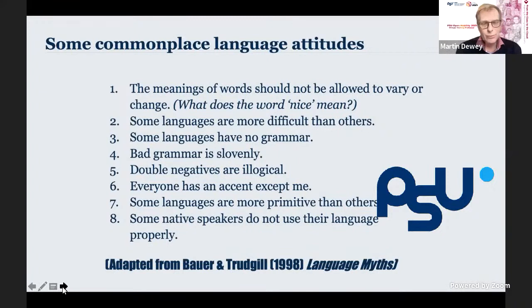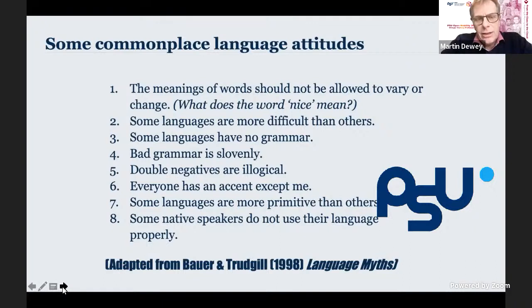So, for example, if we take number one, the meanings of words should not be allowed to vary or change. There's a very common perception when we ask people what they believe in relation to language, people are not necessarily very aware of how much language changes over time. We'll come back to this later on in the lecture. But for now, what I want you to think about is this question here. What does the word nice mean? If someone asked you to give a definition of the word nice, what would you say? I'm going to come back to that later on to illustrate how this word has changed over time.